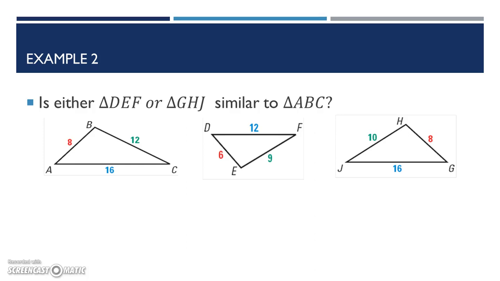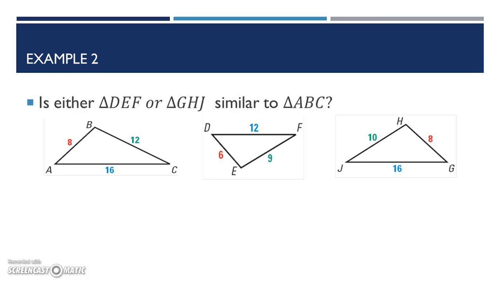The idea is that the smallest, the middle one, 6 is to 8. So that's 3 over 4. Then we check the green one, the medium. 9 is to 12, that's also 3 to 4. And then finally we check the blue one, which is the large one, 12 to 16, that's also 3 to 4. Then we're going to check to see if JHG is similar.